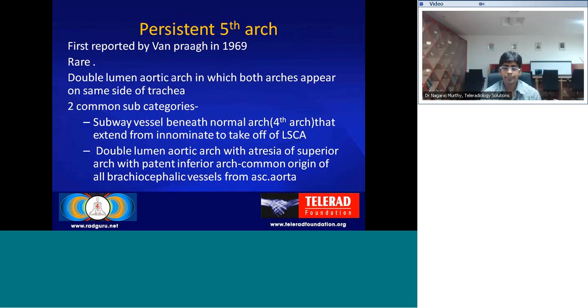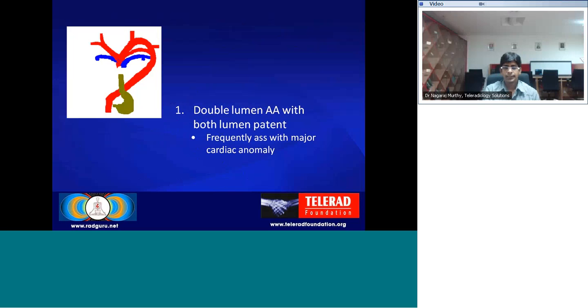The subway vessel beneath the normal arch is the fourth arch that extends from the innominate to take off as the left subclavian artery. The double lumen aortic arch with atresia of the superior arch with patent inferior arch. In this there will be a common origin of all the brachiocephalic vessels from the ascending aorta. The type 1 double lumen aortic arch with both lumens patent is the normal arch, fourth arch. This is the fifth arch, usually associated with major cardiac anomalies.